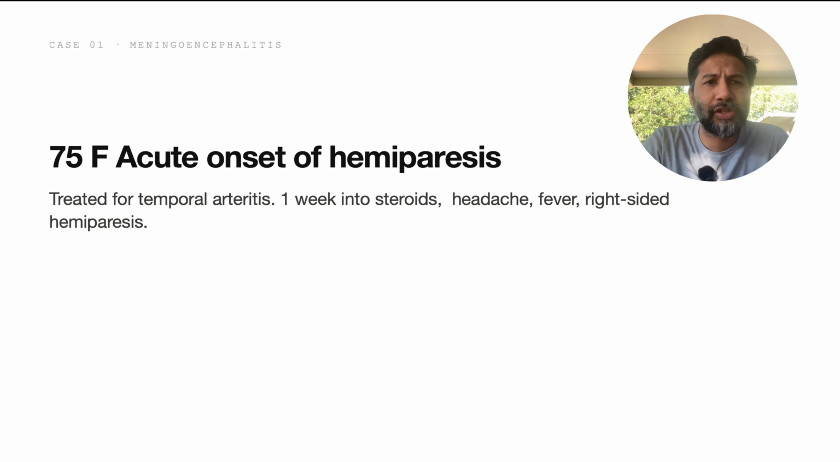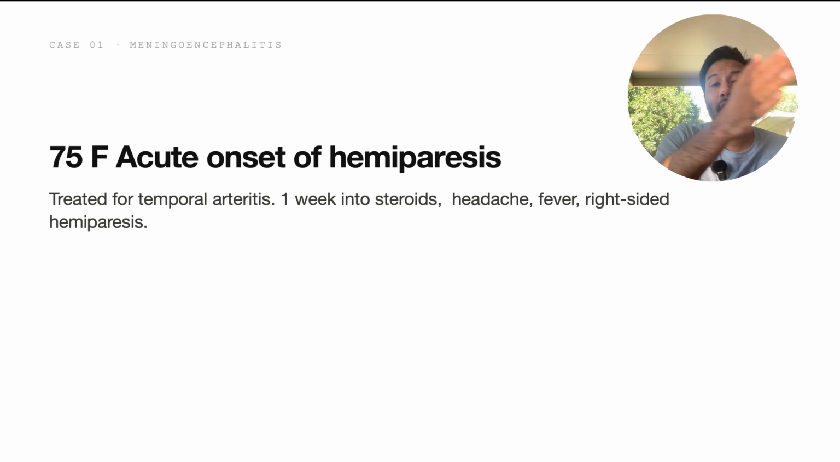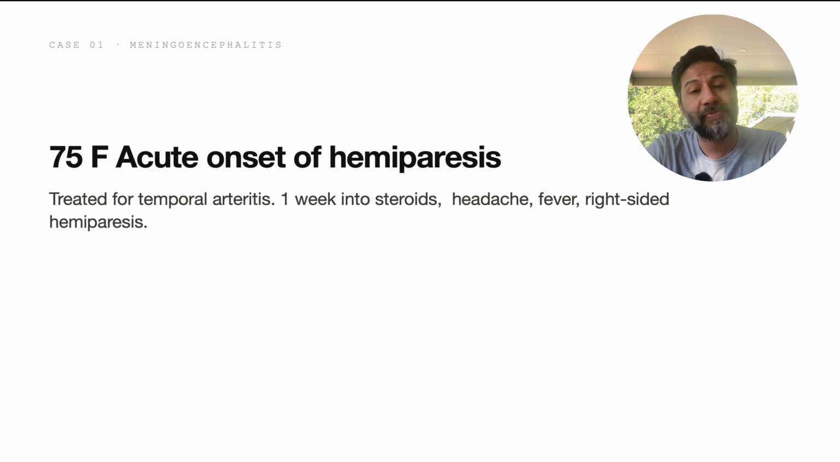So let's just start off with a quick case to begin with. We've got a 75-year-old with acute onset of hemiparesis. They were treated for temporal arteritis a week earlier with steroids, and then they develop a headache on the steroids and a fever, and then a right-sided hemiparesis.